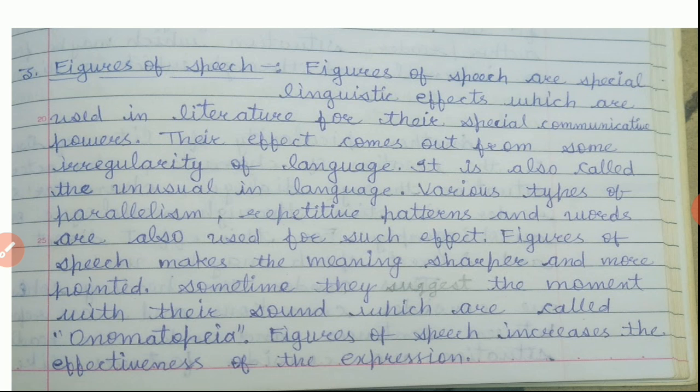In your another paper, you must have read Vakrokti by Kuntak. Actually, figures of speech are used to use words in a vakra way, in a special way that is not straight. Various types of parallelism, repetitive patterns, and words and comparisons are used for such effect. Figures of speech make the meaning sharper and more pointed. Sometimes they suggest the movement with their sound. We are talking about onomatopoeia, where the pronunciation of the word suggests the movement or the sound.